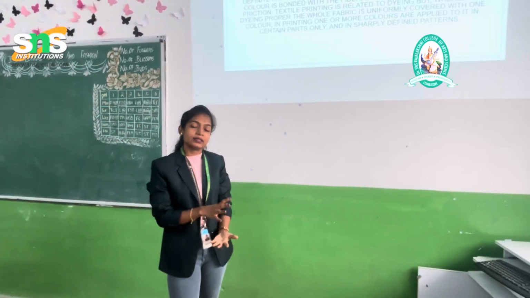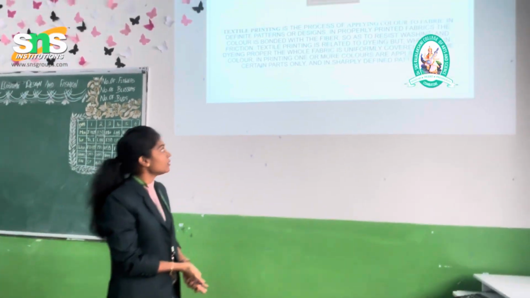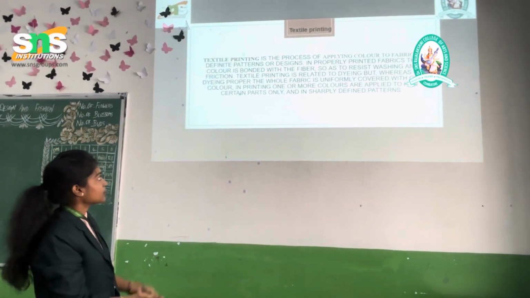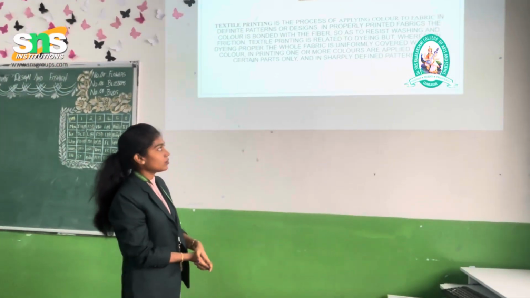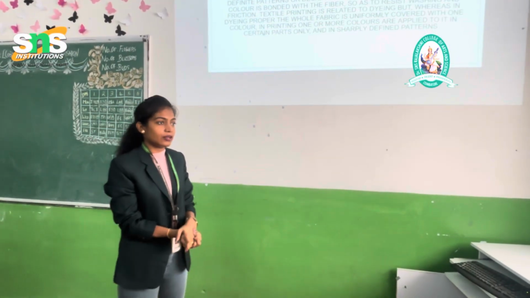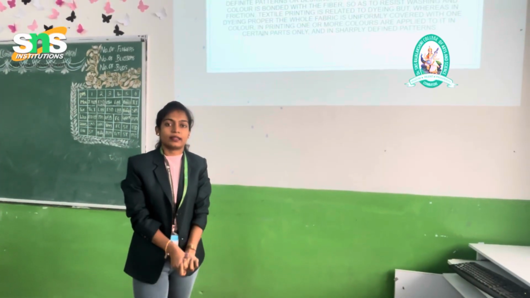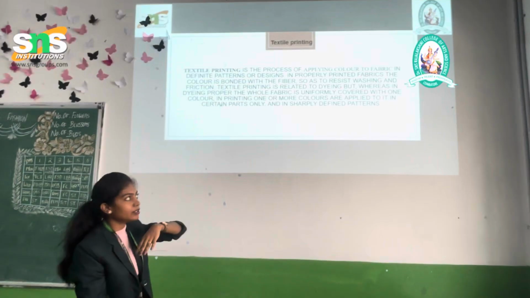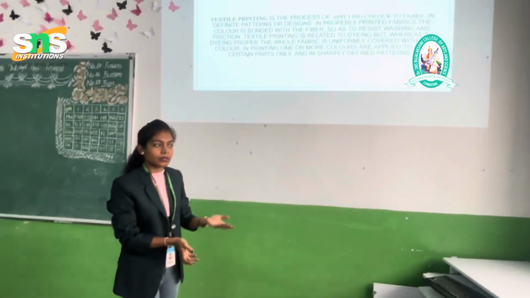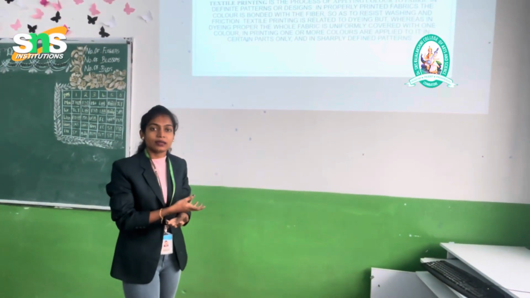Next is the fabric, usually cotton, silk, polyester or blends. The type of fabric affects the printing method and the type of dyes and pigments used. The colorants are either dyes or pigments. Dyes chemically bond with the fibers, while pigments sit on the surface and need a binder to stick.